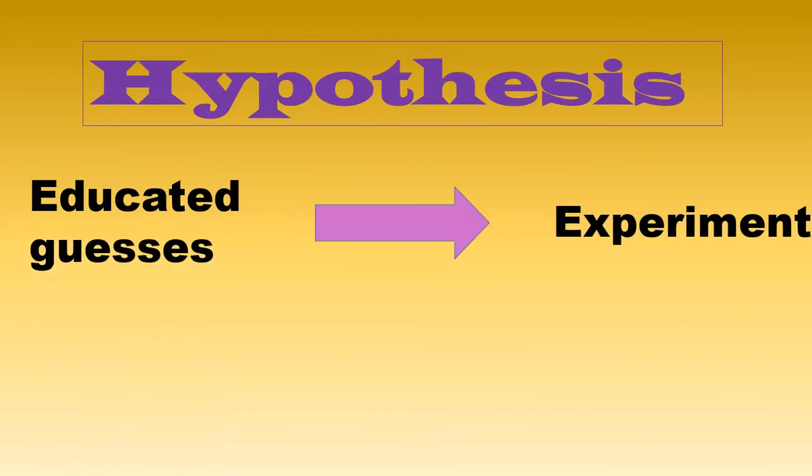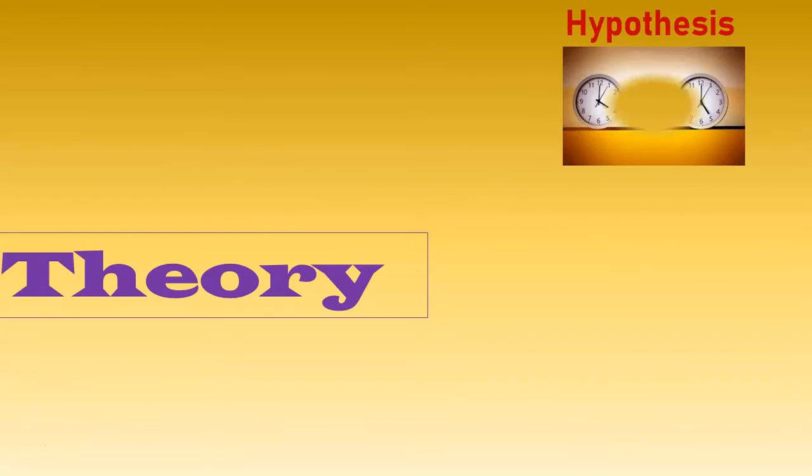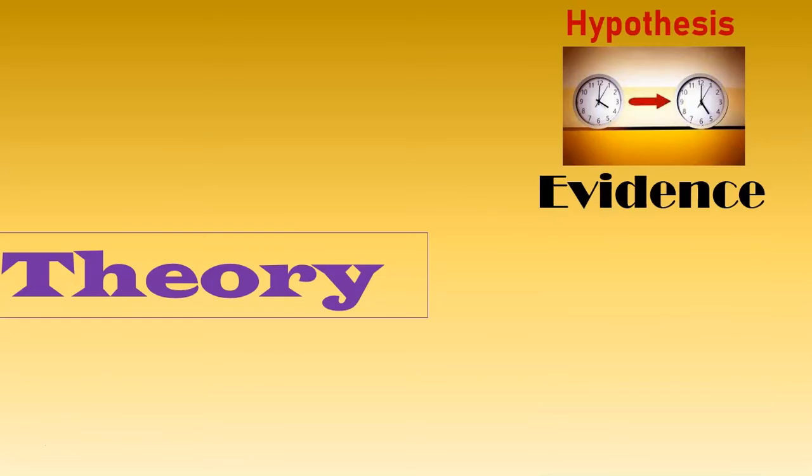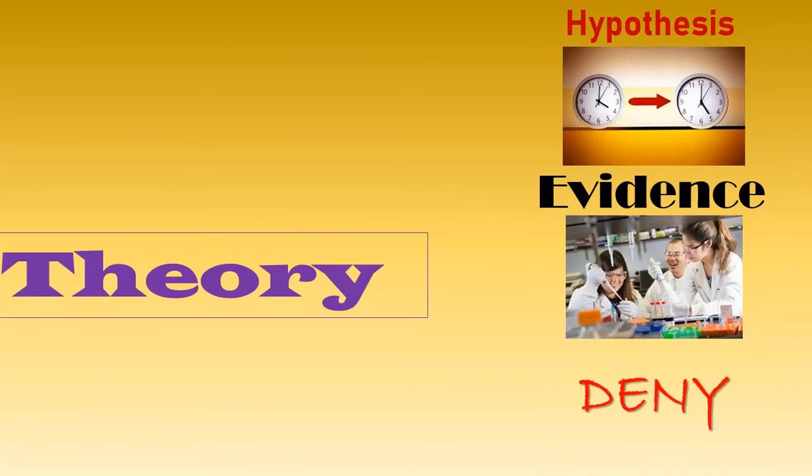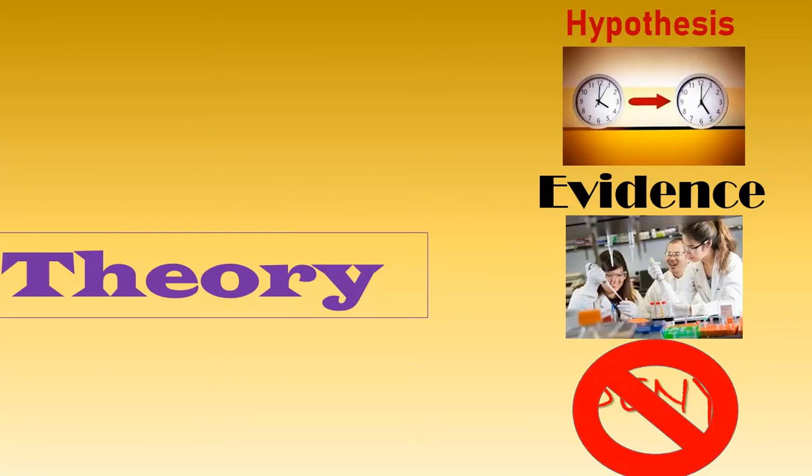Hypotheses, as we know, are educated guesses. We set up an experiment and that is how we test them. Theories are hypotheses that have stood the test of time. They're supported by the evidence from multiple trials. They're often explanations many scientists get behind. Because there's so much to support them, they're difficult to deny.